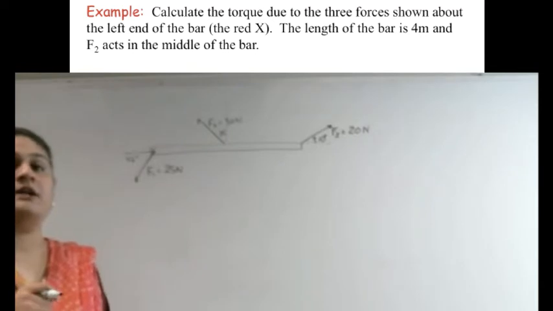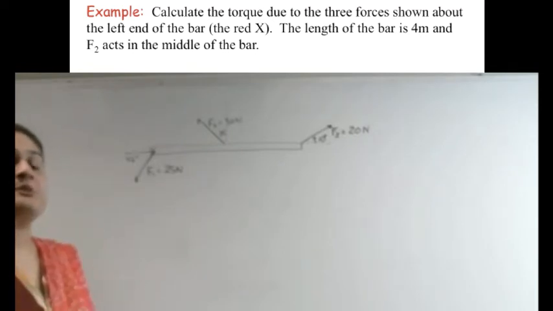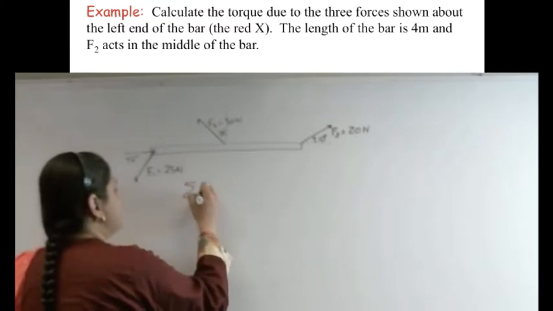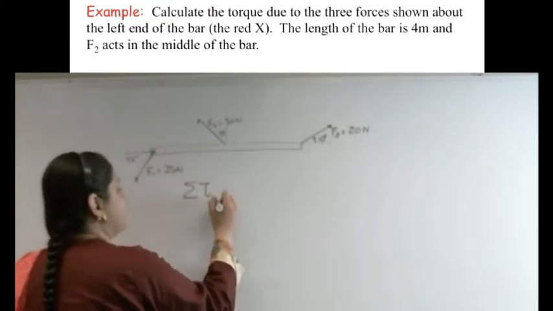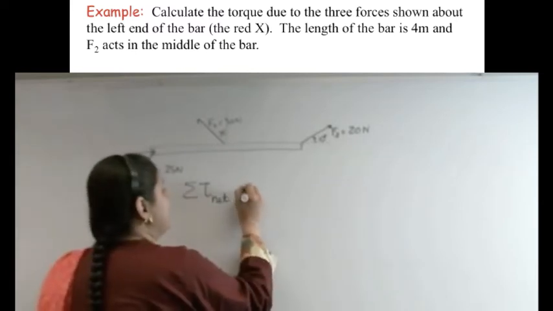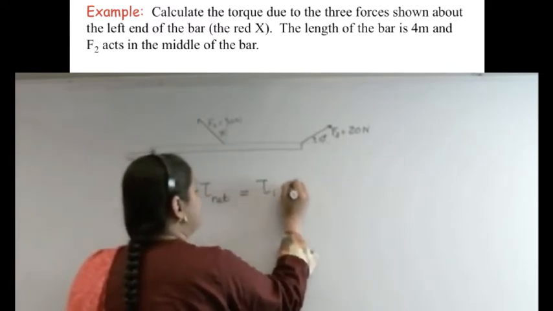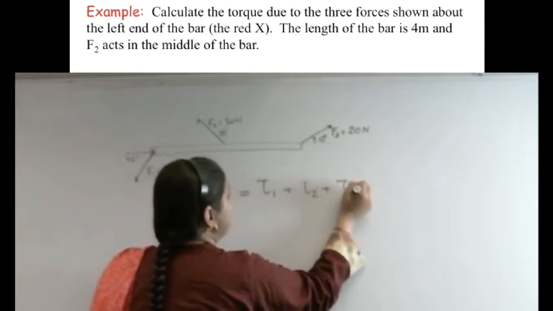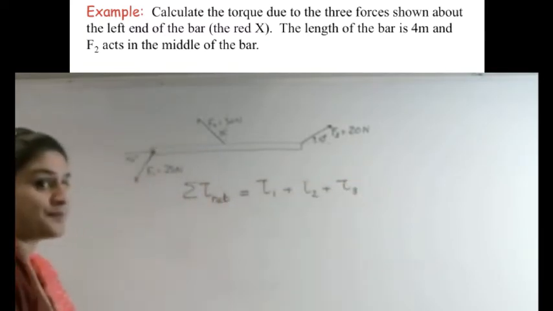Now since we have 3 forces acting on it, these 3 forces will introduce 3 torques. So in this case, we will have to talk about the sum of the torques. We have to find the net torque acting on this whole system. That net torque will be the sum of the torque due to force 1, the torque due to force 2, and the torque due to force 3.